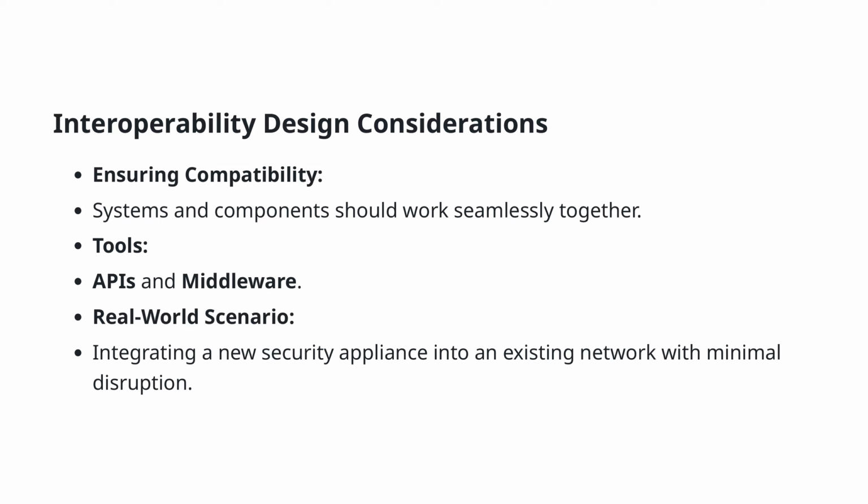To illustrate, consider integrating a new security appliance into your existing network. The objective is to do this with minimal disruption. By leveraging robust APIs and middleware, you can ensure that the new appliance communicates effectively with your current systems, maintaining network stability and security without significant downtime or complications. Interoperability is a key factor that should be included in your design considerations to facilitate smooth integration and enhance the overall functionality of your IT infrastructure.